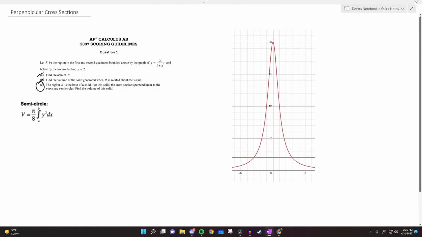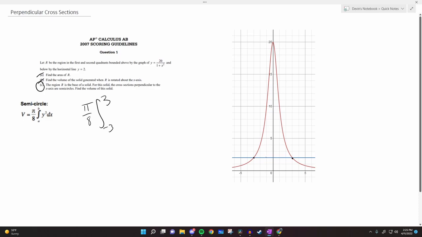Okay, so another way to do this problem is just to know the formula of volume of a semicircle, which is right over here on the left. So we'll start off with pi over 8, the integral from a to b. Again, because this is perpendicular to the x-axis, we're going to use the x-coordinates of the intersection points. So this is going to be from -3 to 3. Y squared just represents the height of the rectangle.